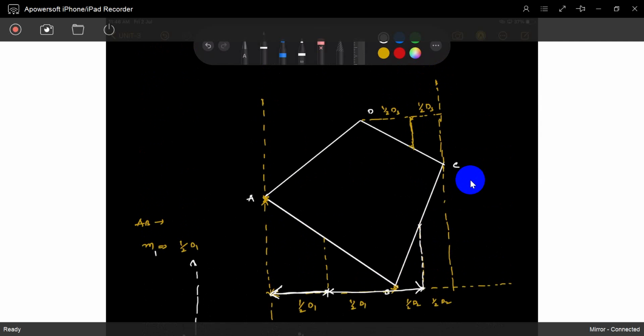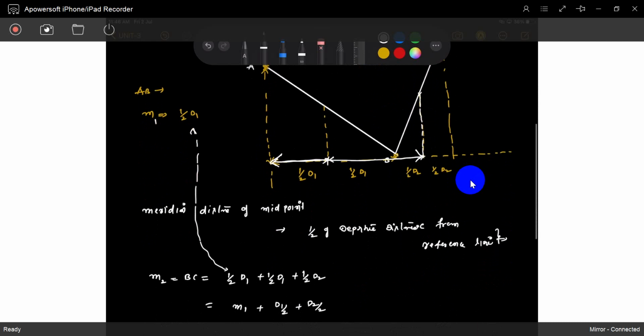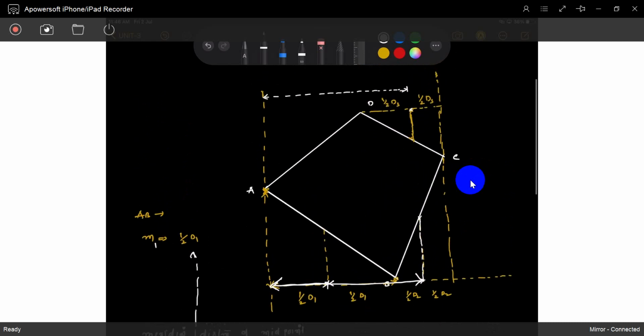See, for the CD line, how can you write it? So what is the distance? This is the distance. Understood? This is the distance. How can you write it? See, you can write it. So this line is M2.